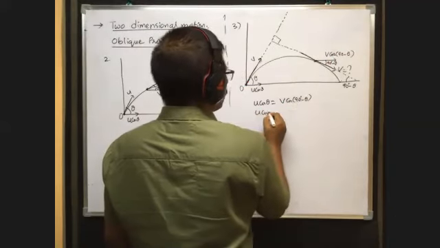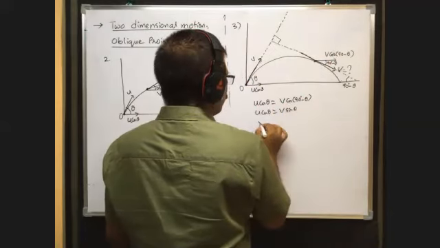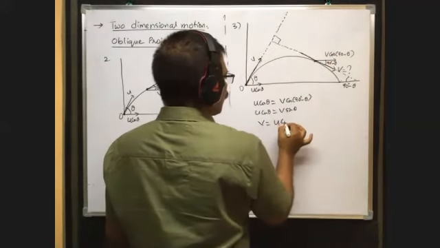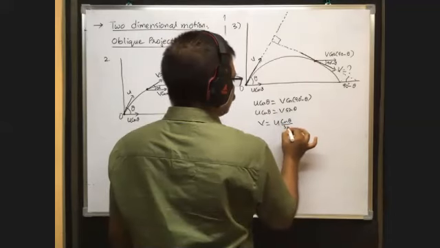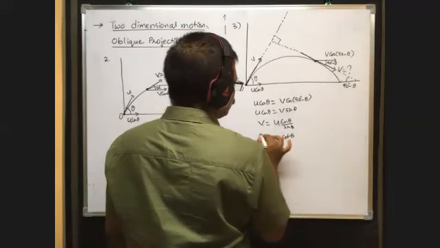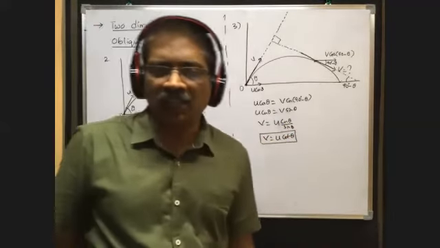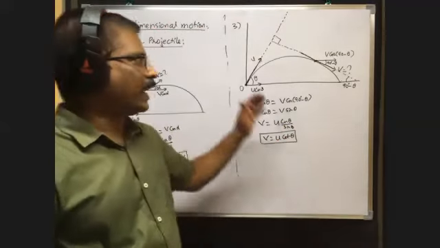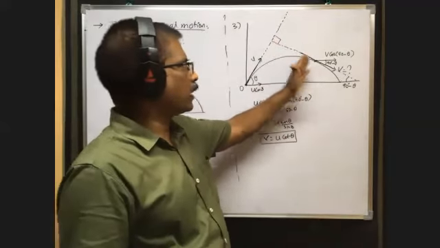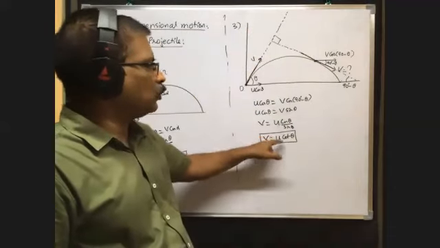u cos theta is equal to v into cos(90 minus theta), which means sin theta, or v is equal to u into cos theta by sin theta, or v is equal to u cot theta we can write now. So whenever the direction of velocity of the oblique projectile becomes perpendicular to the initial direction of motion, then the velocity becomes u cot theta.